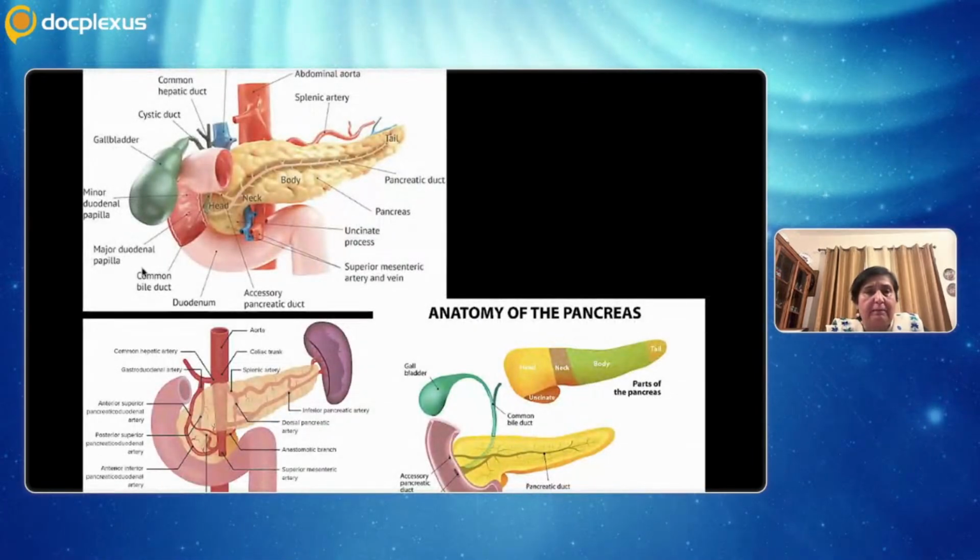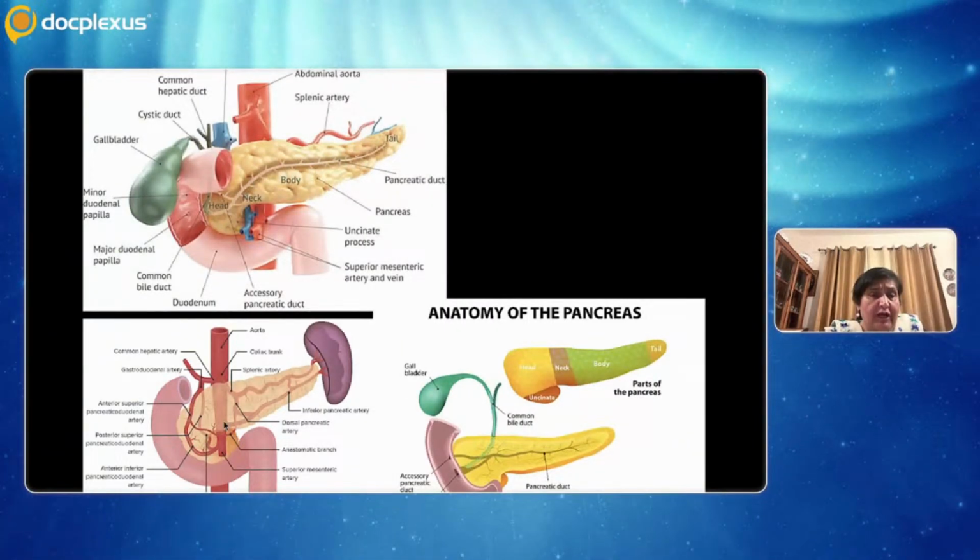So this is what the pancreas looks like in a diagrammatic representation. You can see that it's a retroperitoneal structure just anterior to the IVC and the aorta, nestled within the C loop of the duodenum. There are multiple important structures surrounding it, which include the CBD, which joins up with the pancreatic duct to enter the second part of the duodenum at the ampulla of Vater.